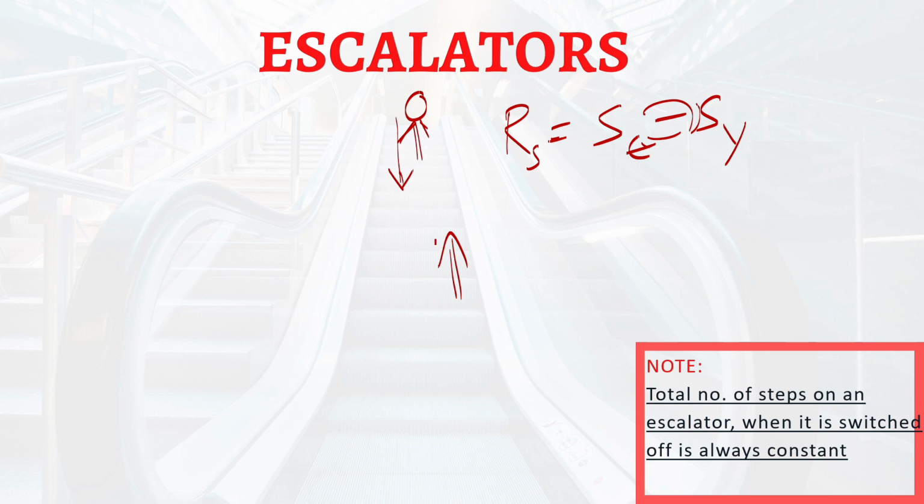But in these two cases, both are in motion. In the first case, the escalator is in motion and you are also in motion, you are not at rest. And in the second case, both are moving. That's why we get this concept of relative velocity, relative speed.